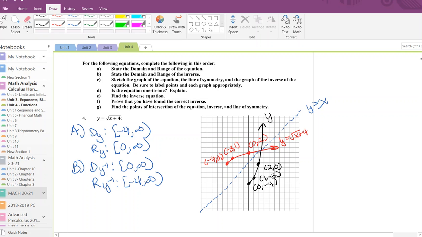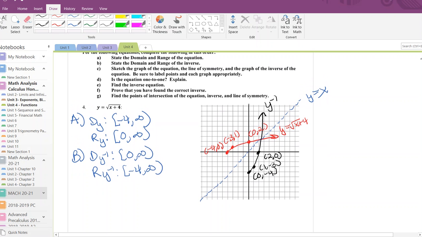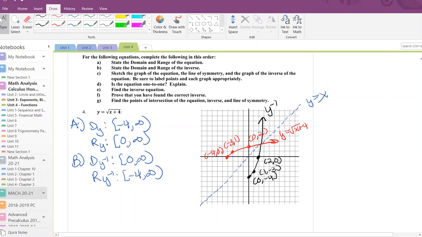So this is y inverse. So we'll come back to that graph in a second to do some of these, but actually we'll do it for this one now. For part D, is the function 1 to 1? So does the original graph pass the vertical and horizontal line test?